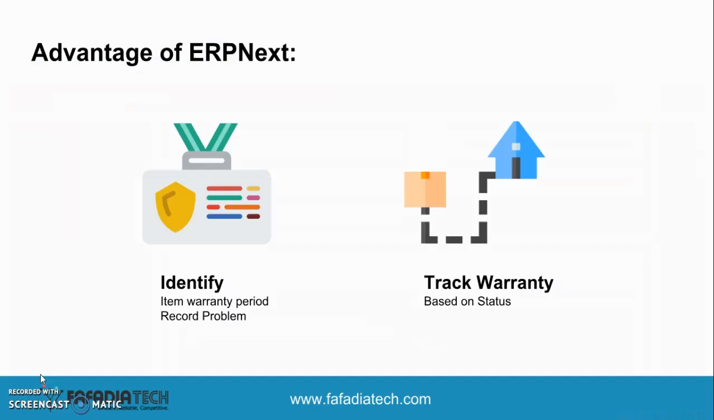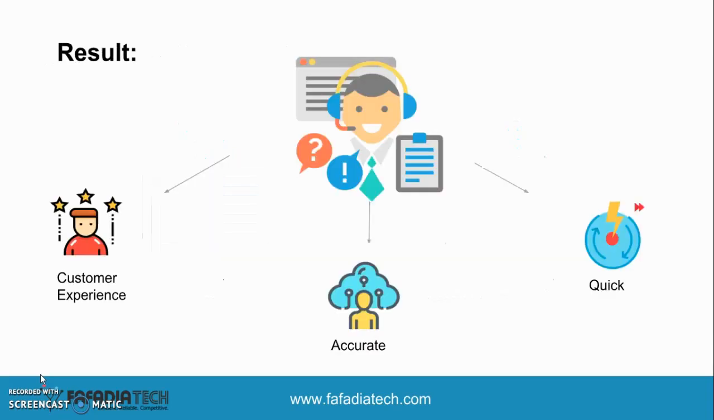The advantage of the warranty module on ERPNext is that it helps to identify the item warranty period, record problems related to it, and allows better tracking of all warranties through status. As a result, ERPNext automates the whole warranty process and helps manage it effectively, improving the customer experience by providing quick and accurate service details.